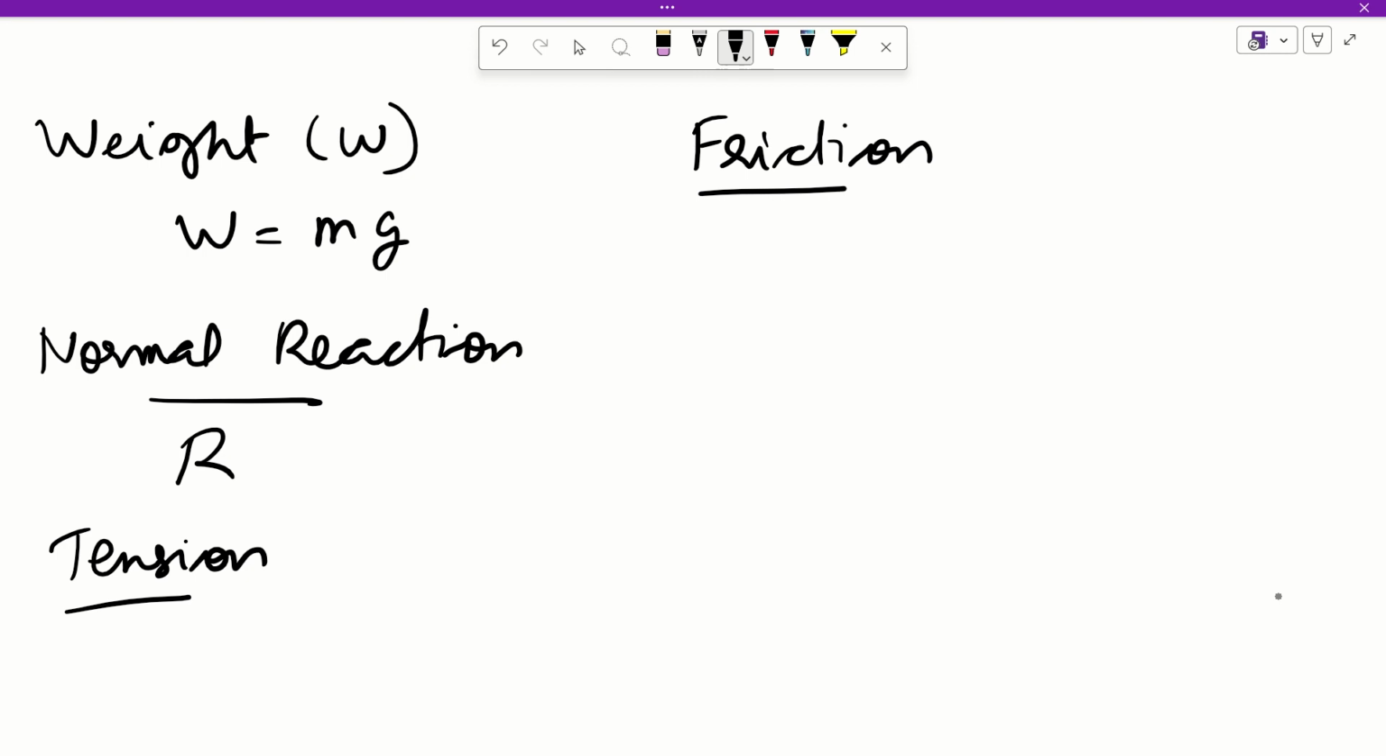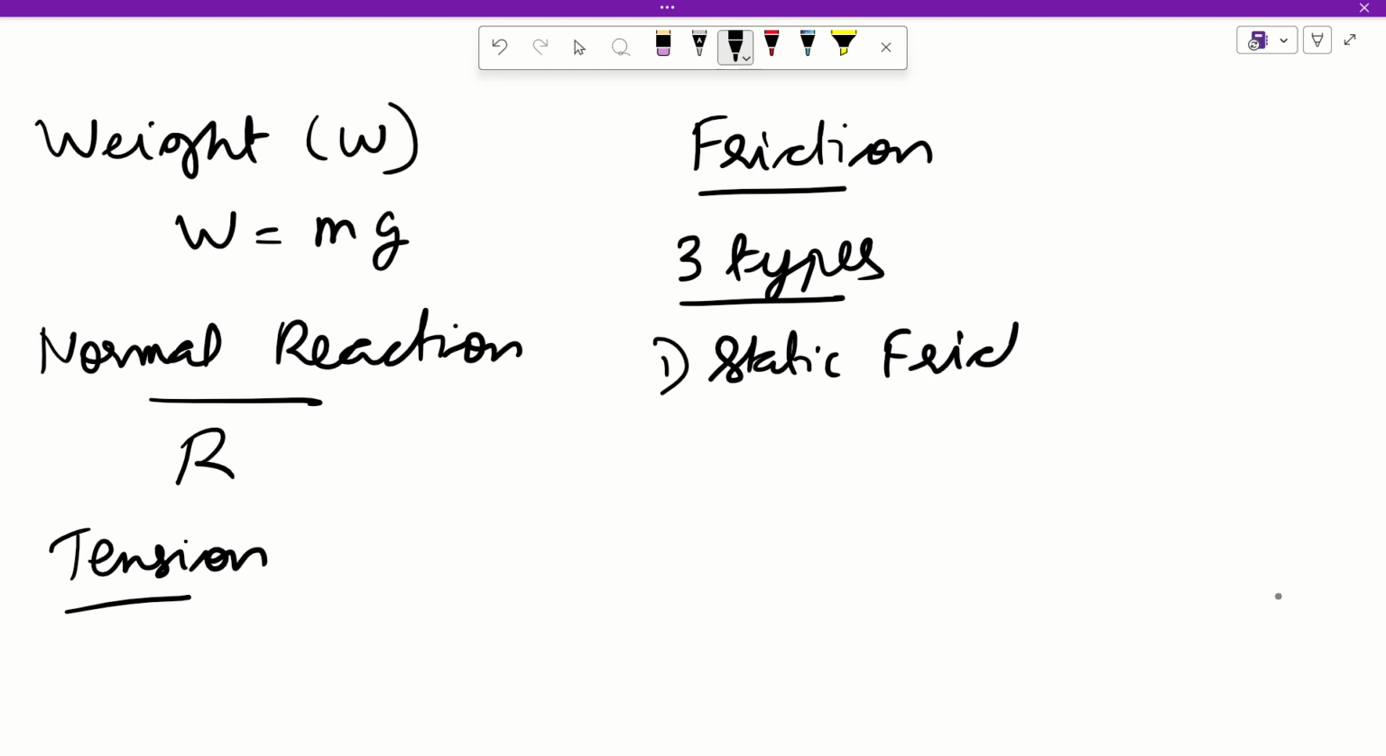Friction is of three types. First one is static friction. It is an opposing force which comes into play when one body tends to move over the surface of the other body but actual motion is not taking place. Static friction is a self-adjusting force which increases as the applied force is increased. Static friction opposes impending motion.